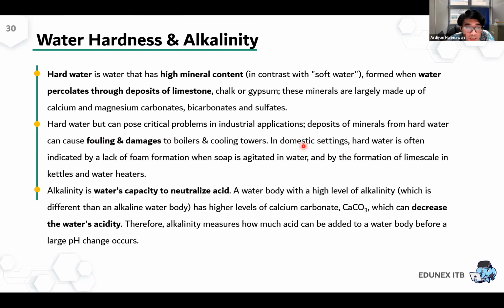In a domestic setting, as I have told you, hard water is often indicated by lack of foam formation when you mix soap with water, and by the formation of lime scale in kettles and water heaters. So if you boil water with hard water, over time inside the kettle, what is a kettle? Teko, right? In the kettles or the water heaters, there will be scaling.